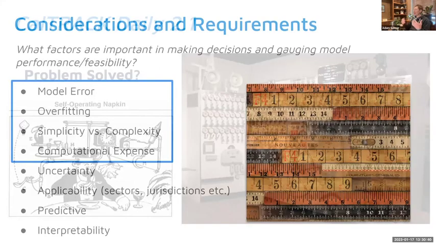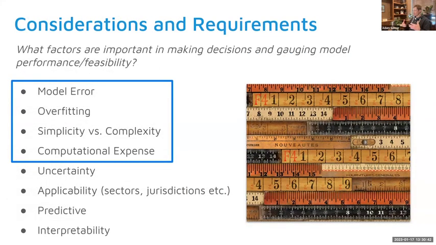So let's come back to these decision-making principles, because ultimately we want to have a quantitative framework to make decisions and gauge model performance. So just in this blue box, I've highlighted what we're really going to drill down on today. Model error, overfitting, simplicity versus complexity. Travis is going to talk about computational expense, because if a model gets too complicated, then it becomes very expensive to run. And it becomes really time consuming to run. And the wheels just kind of fall off for those reasons.